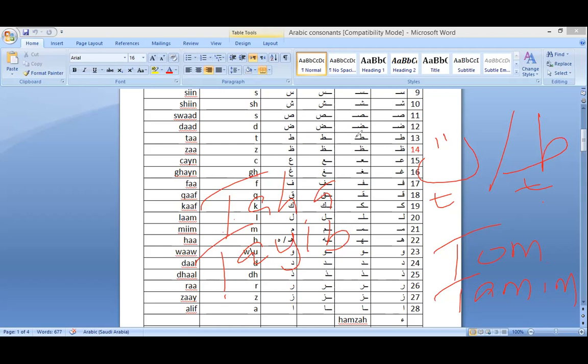Ta and Ta. How do you read the name here? Taha, Tayyib. And this one is? Tom, Tamim. Yes, Taha, Tayyib. You say Taha and Tayyib. Yes, Firdausa? Ta, Ta. Taha, Tayyib, Tom, Tamim.